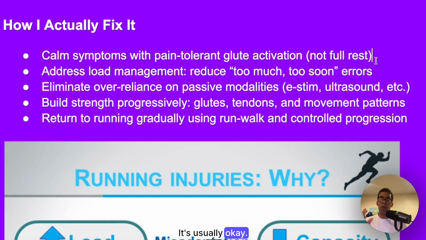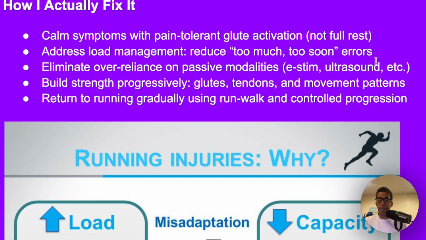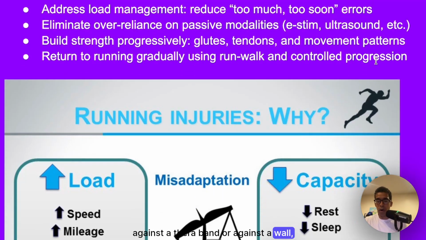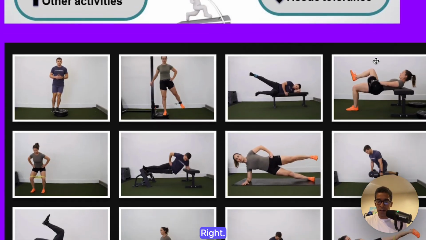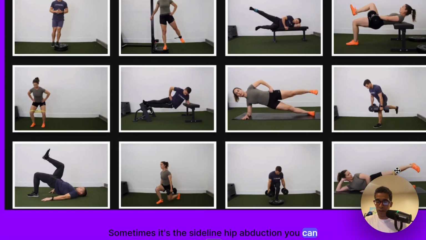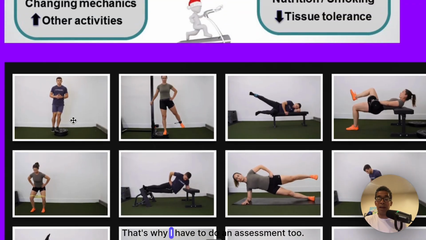It's usually, okay, what's the right level of glute activation or strengthening exercises you can do? Maybe we start with isometrics, right? Like resisted against a TheraBand, against a wall, or even against your hand. Sometimes it's the side-lying hip abduction, as you can see in the image here. Sometimes it's the standing lateral band walk. It really depends. That's why I have to do an assessment too.